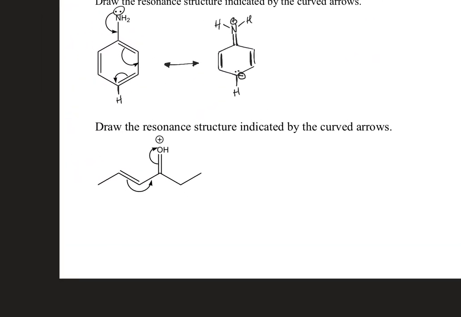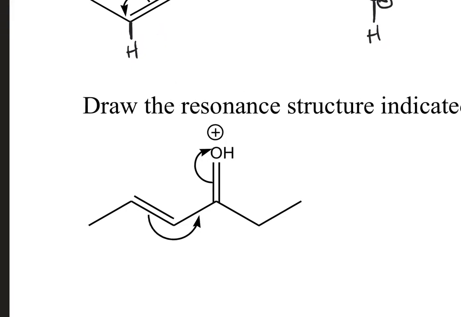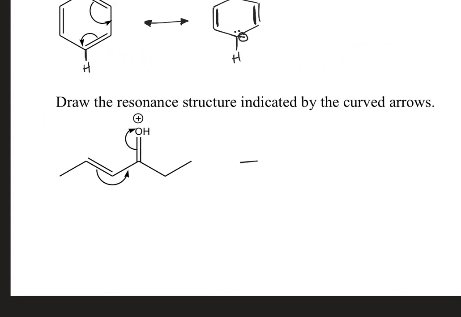Bottom half here, draw the resonance structure indicated by the curved arrows. So what we're getting here is, let me draw this out. We have a double bond that'll be there, so that's right here. This double bond is going to convert into a single bond. That carbon is going to be positive because it lost the pi bond. The oxygen here is bonded to a hydrogen, and it'll be neutral. Overall, you started with a positive molecule, you end up with a positive molecule.